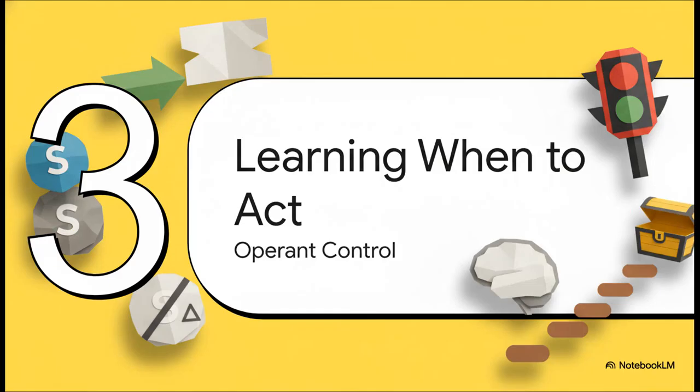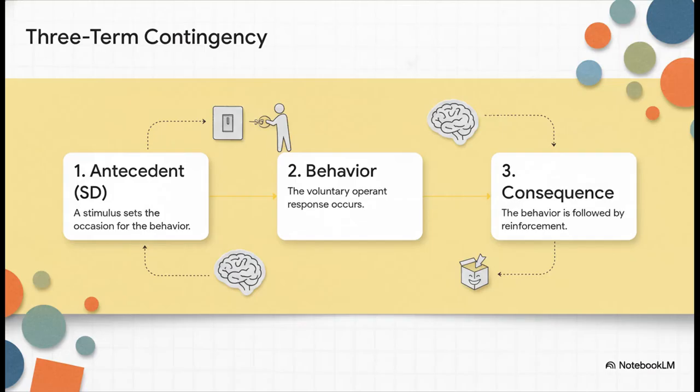Okay, let's see how this builds. These SDs and S deltas are really at the heart of what we call operant stimulus control, and this applies to all the voluntary behaviors we learn through their consequences. The framework for this whole process is the classic three-term contingency: antecedent, behavior, and consequence. You might know it as the ABC model. The antecedent, in this case the SD, sets the occasion for the behavior. The behavior happens, and then it's followed by a reinforcing consequence. It's this link that gives the SD all its power.